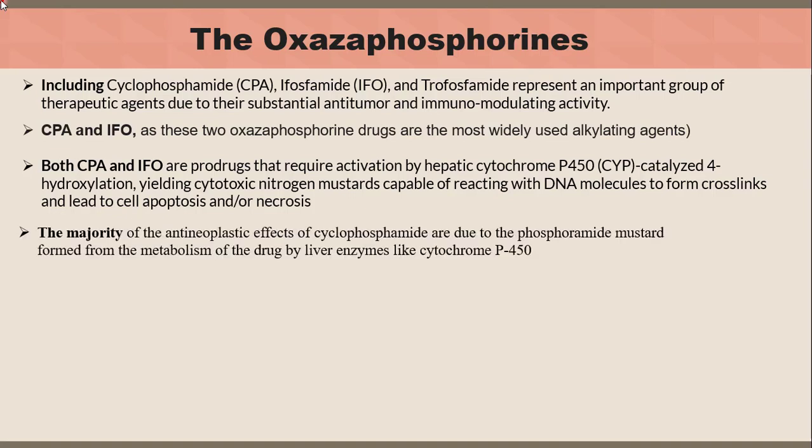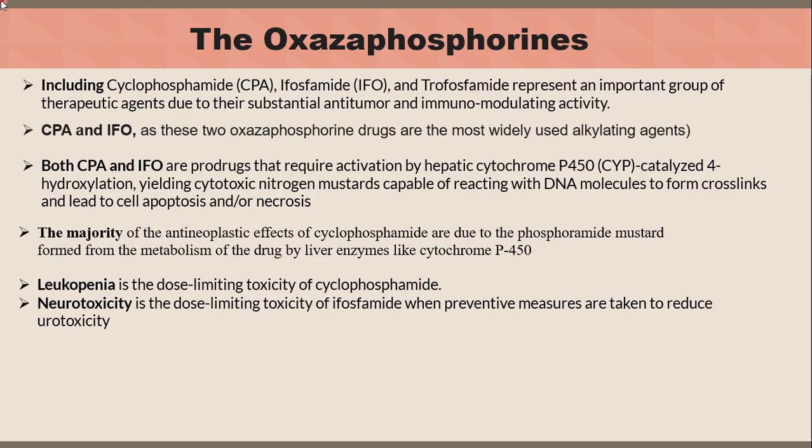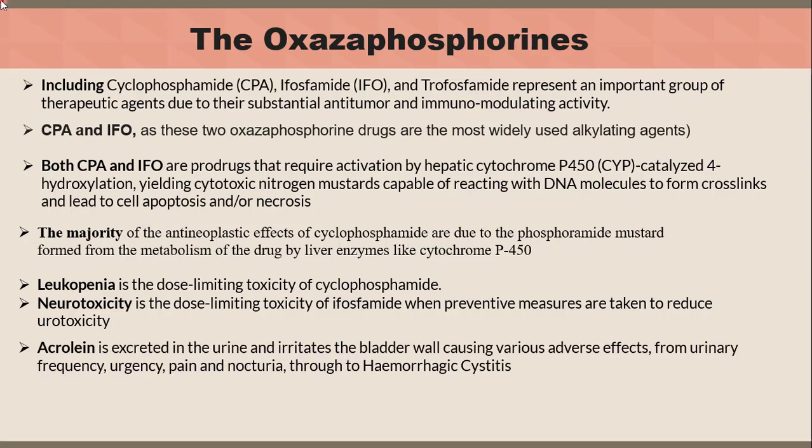The majority of anti-neoplastic effects of cyclophosphamide are due to phosphoramide mustard, formed from metabolism of the drug by liver enzymes like cytochrome P450. Leukopenia is the dose-limiting toxicity of cyclophosphamide, and neurotoxicity is the dose-limiting toxicity of ifosfamide when preventive measures are taken to reduce urotoxicity. Acrolein is excreted in the urine and irritates the bladder wall, causing various adverse effects from urinary frequency, urgency, pain, and nocturia to hemorrhagic cystitis.